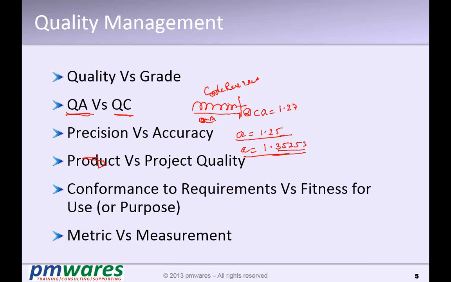Because we have more depth in measurement, that is called precision. And correctness is accuracy. How close the measurement is to the standard is accuracy. And how much depth we are going into the scale, that is precision.